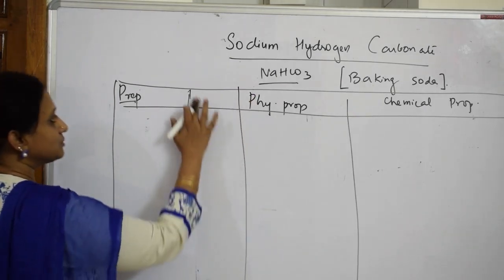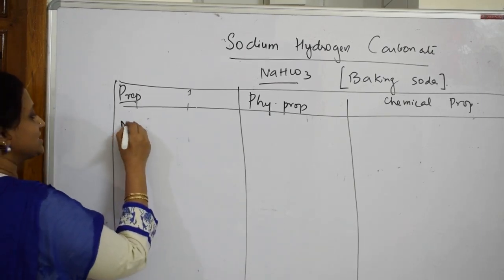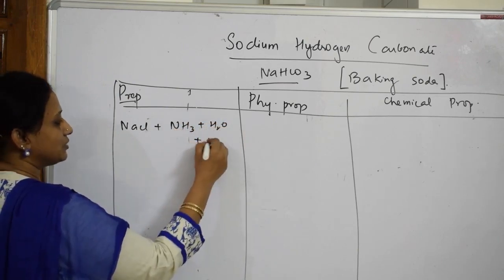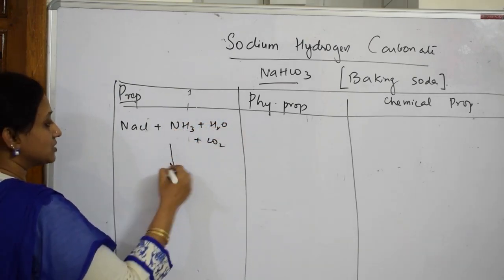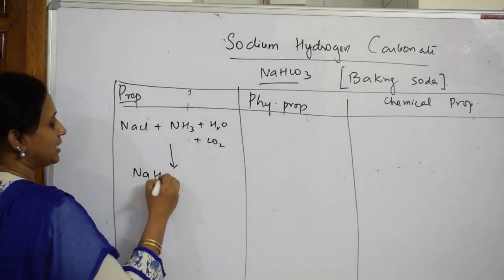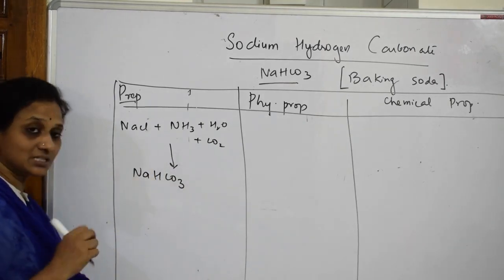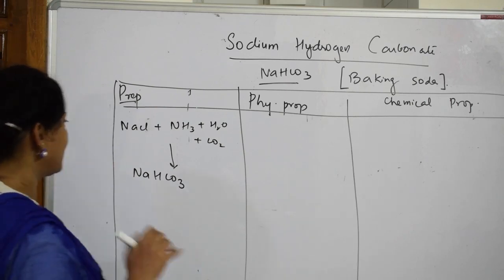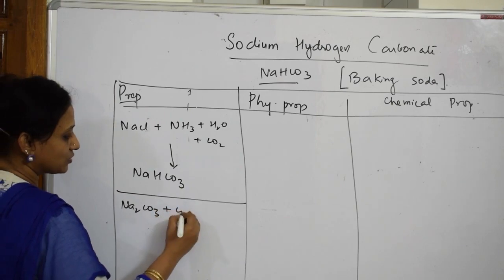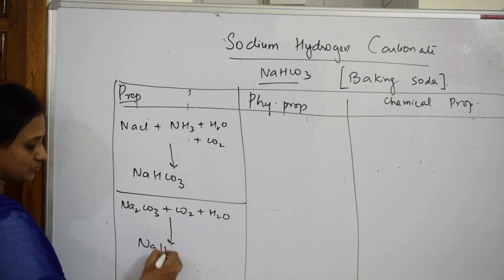So first important thing, in preparation, the same thing which we have studied, you're going to take NaCl. Along with that, ammonia is added, water is added, carbon dioxide also is added. Now, this forms NaHCO3, sodium bicarbonate. Right, this is the product formed. Now along with this, there's one more method also to prepare sodium bicarbonate, baking soda. What is that? Sodium carbonate combines with carbon dioxide and water. Then directly this forms NaHCO3, so baking soda.